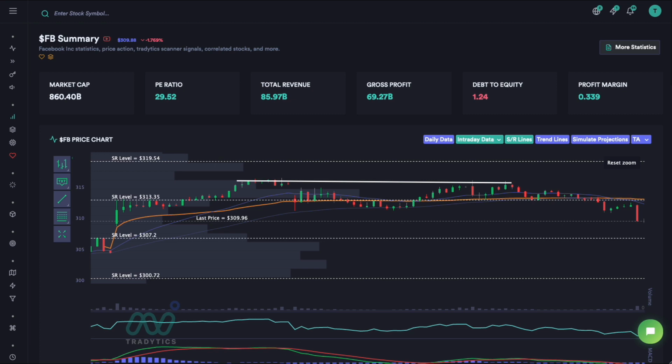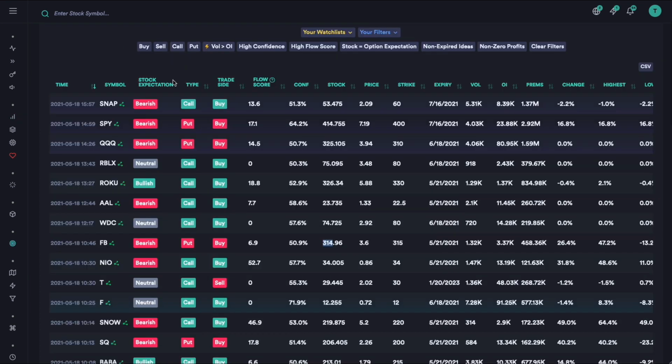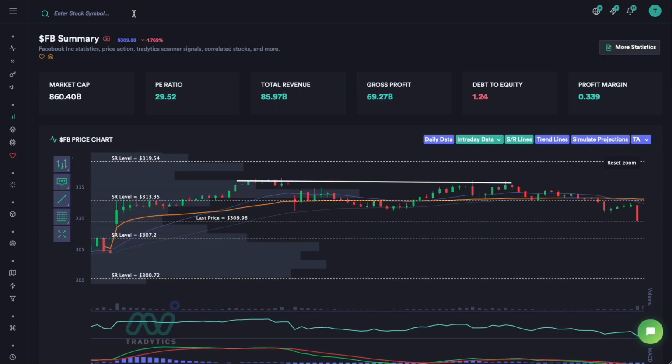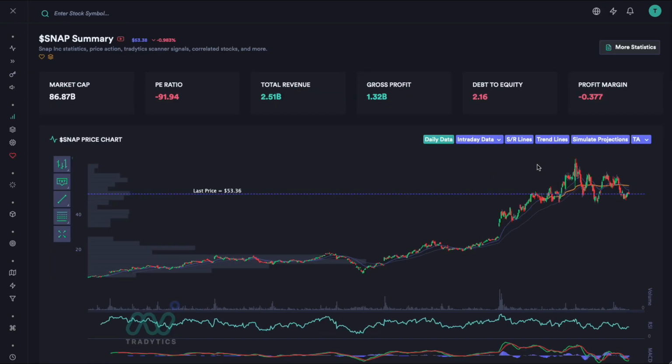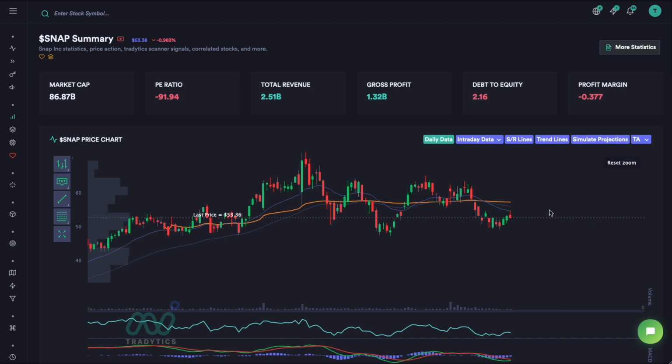Let's do something for tomorrow, because we are not getting any idea. So we have a call buy for Snap. This is a setup that I actually know about already. So with Snap, let me show you a few things.